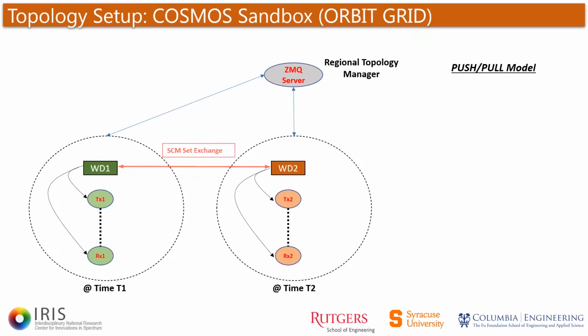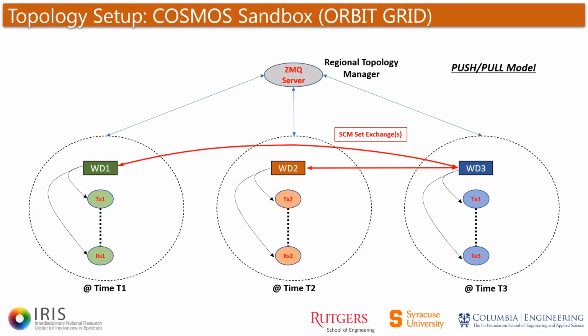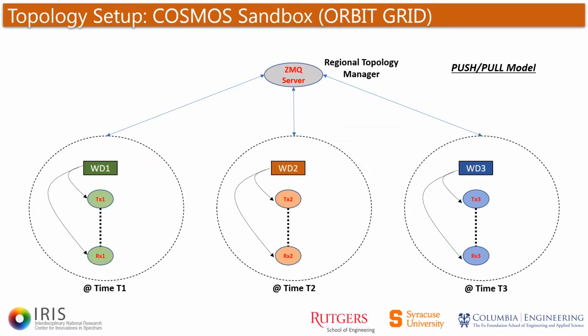At time t2, wireless domain 2 shows up, registers with the server, and receives SCM from WD1. Once the SCMs are received, it carries out compatibility computation against them, and based on the result, it determines the operational parameters for the link in its domain. At time t3, wireless domain 3 shows up, it registers with the server and receives SCM from WD1 and WD2. Based on the compatibility analysis result, it determines how its node should operate to set up a link.